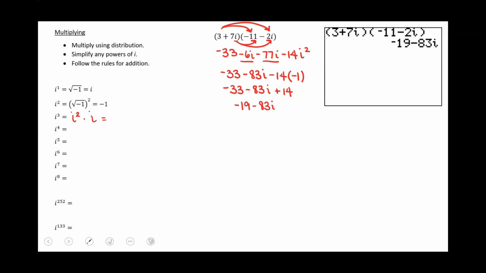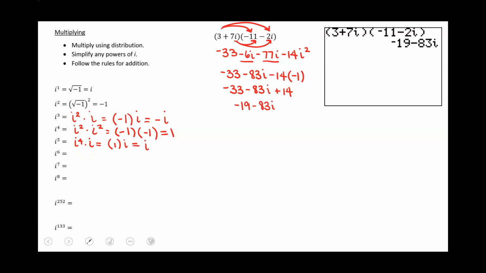Well, i cubed is just i squared times i, right? And we said a second ago that i squared was negative 1. So i squared, negative 1, times i would be negative i. For i to the fourth could be i squared times i squared. And again, since i squared is negative 1, that'd be negative 1 times negative 1, or positive 1. For i to the fifth, we could just take the answer we just got for i to the fourth and multiply it by i. So i to the fourth was 1, so 1 times i is just going to give us i.